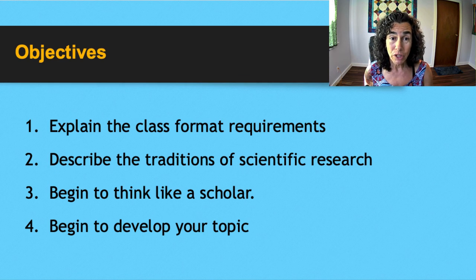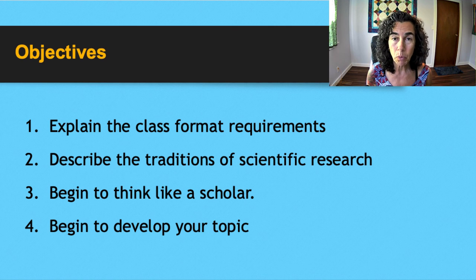Our objectives for today are to explain the class format requirements, to describe the traditions of scientific research. So remember, this is a big overview. To start to think like a scholar, in particular a research scholar, and to begin to develop your topic. And your topic is what you'll be writing your literature review on for the overarching assignment for this semester. And along the way, we will be doing a lot of small assignments that will help prepare you for that.